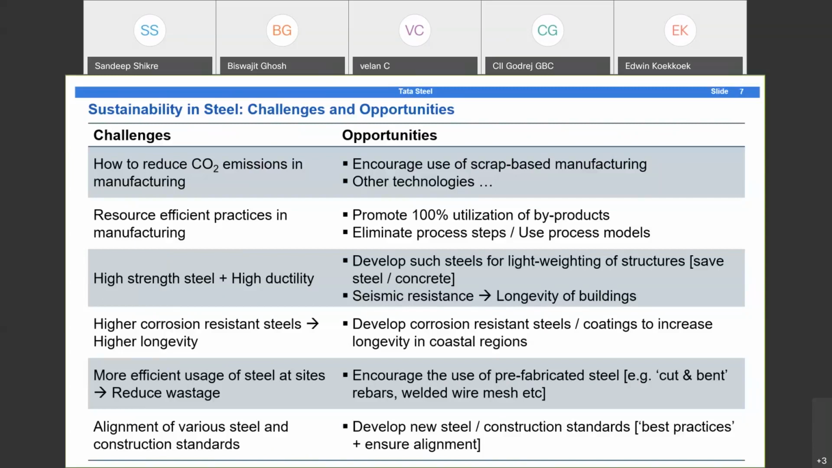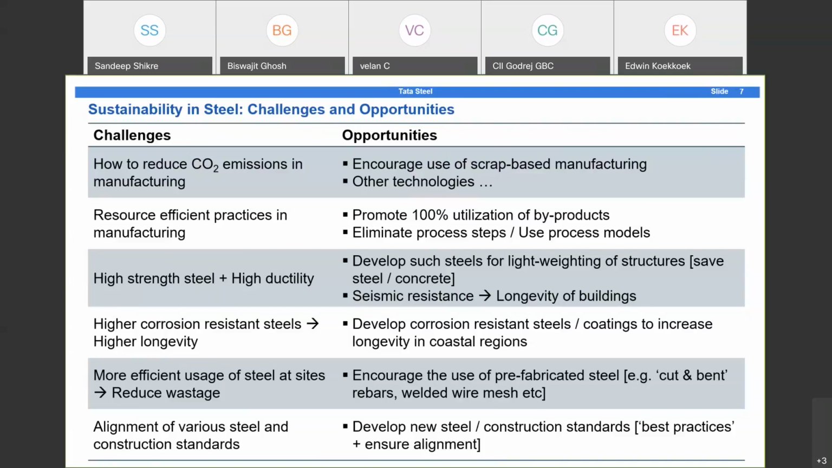Now, when the scrap route is used, the CO2 emissions will come down drastically. Instead of 2 tons of CO2 per ton of steel, it will become typically 0.5 or 0.6 ton of CO2 per ton of steel, because a lot of the earlier processes of iron making and coke making will get bypassed. So there are a lot of efforts towards encouraging this scrap-based manufacturing. However, the demand of steel is such that not everything can be met by scrap-based manufacturing only. Some amount of virgin route of manufacturing has to be there and will be there.